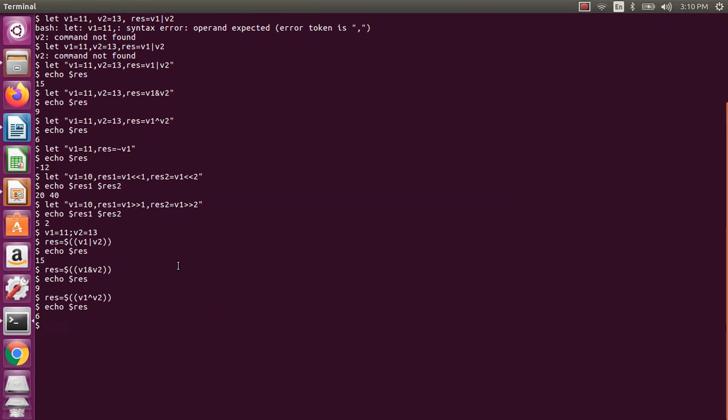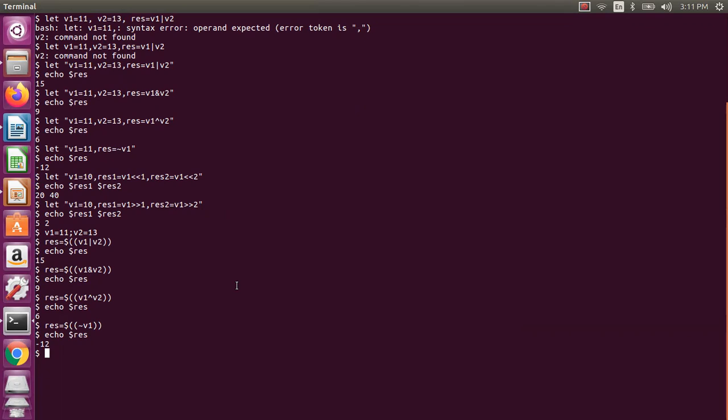Now v1 is anyway 11, so I have dollar, negation of v1. So I take this one. Okay, so you can use the same variable also, that we will see in the next session actually. Okay, so this is how we will do the complement thing actually.